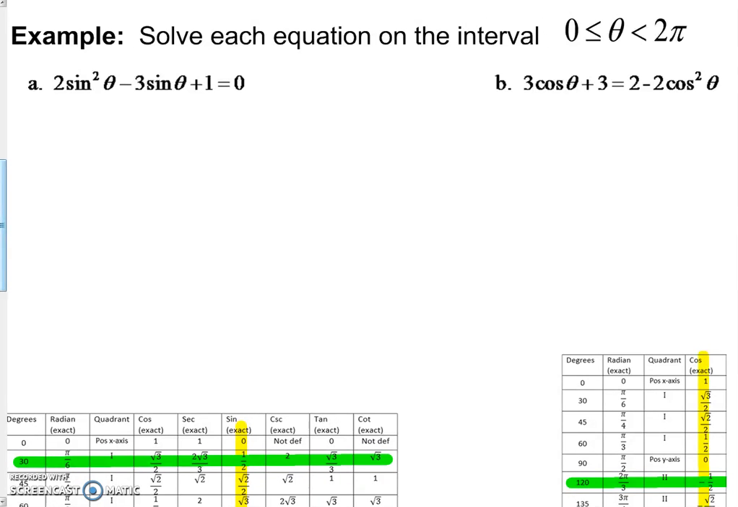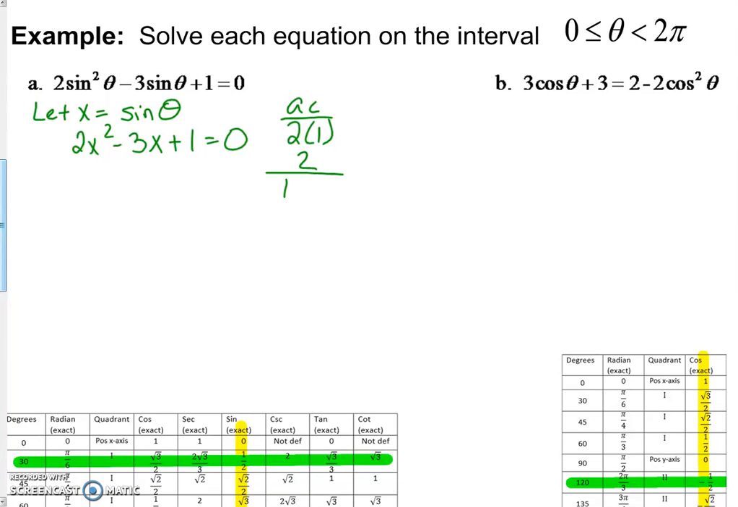All right, on the first one, notice you have a square term and a regular sine. If you need to, you can think about this as letting x equal sine theta. So you can rewrite your problem as 2x squared minus 3x plus 1 equal to 0. And then this is an AC type question. So you can go straight to your factors if you know how to do that. If not, because it's AC, that means we are going to multiply the 2 and the 1, which equals 2. And then I'm looking for factors of 2 that add together to equal 3.